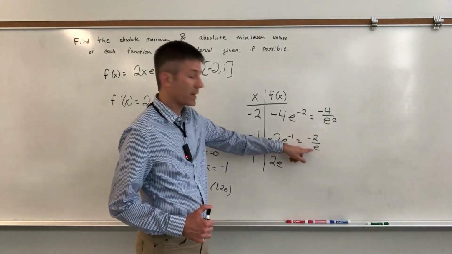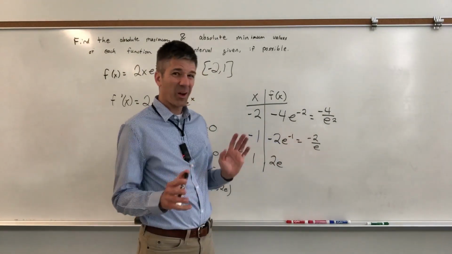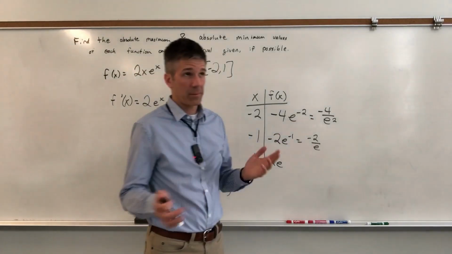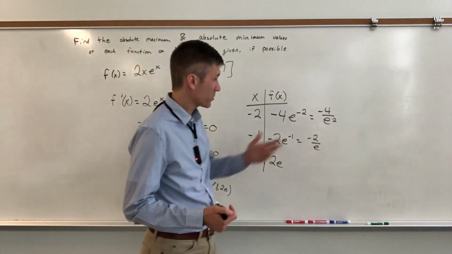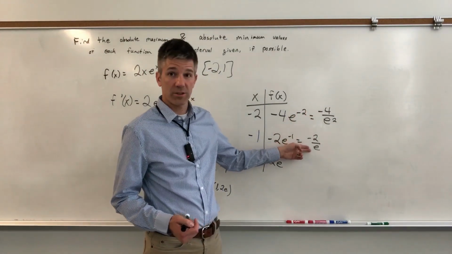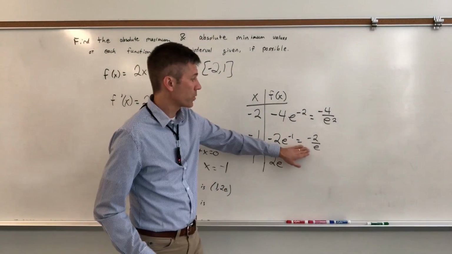2 over e, well, e is 2.7, right? So you have 2 over 2.7. That's almost 1. E squared is, if I'm not mistaken, 7 point something. So we have 4 over 7. This one is larger, ignoring the negatives. Making them negative, this one would be more negative.